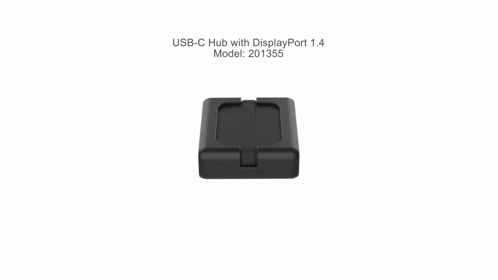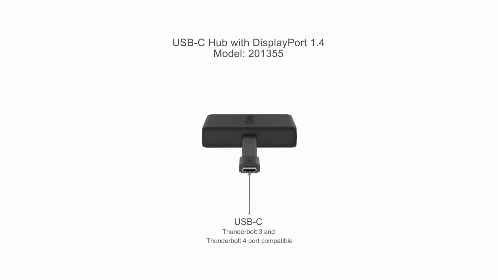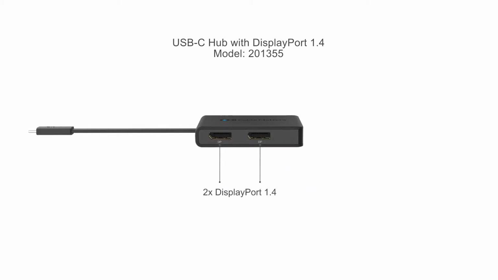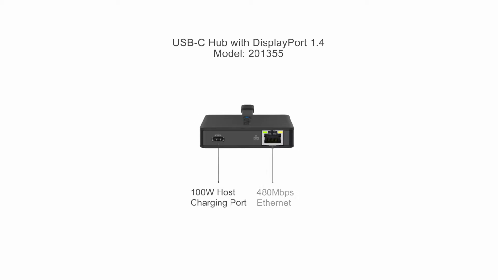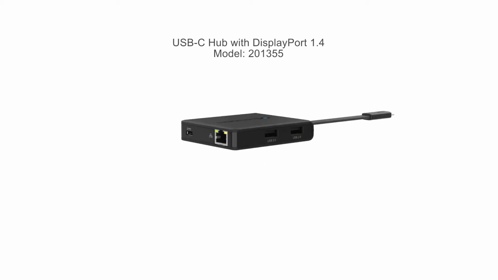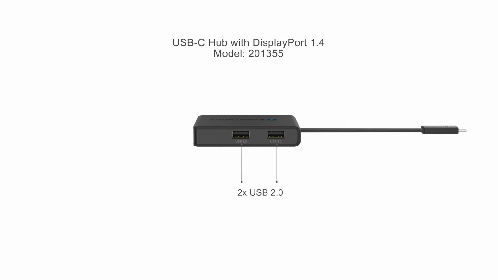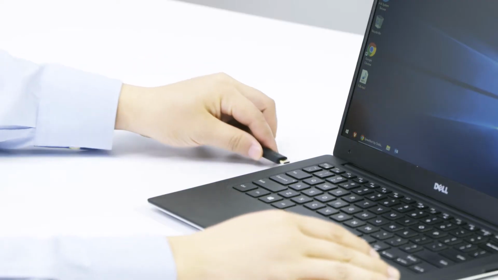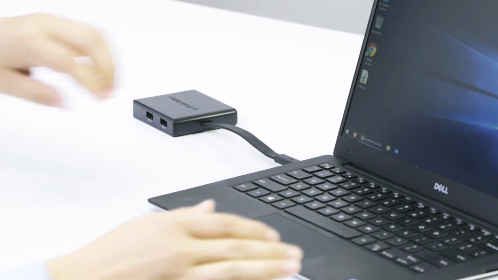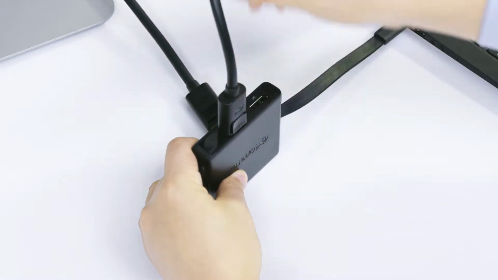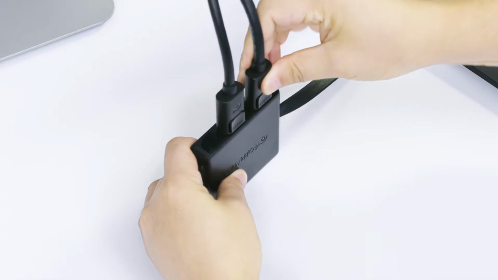Expand your workspace with a Cable Matters USB-C hub featuring two DisplayPort 1.4 ports, 100-watt charging, Ethernet, and two USB 2.0 ports. Simply connect the hub to your laptop with USB-C video support. The hub supports one 8K 30Hz monitor or two 4K 60Hz monitors.